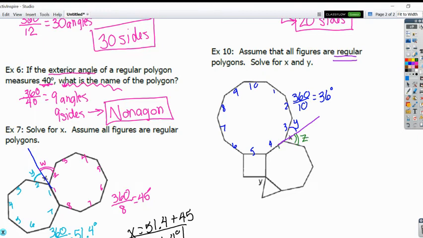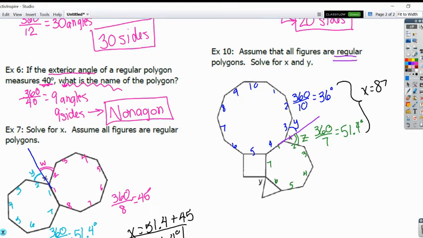Then I've got to know about this other portion. If I call that z, it's 1, 2, 3, 4, 5, 6, 7 sides on that figure. So 360 divided by 7 would put us at 51.4 degrees. So to find our x, we need to add these together.